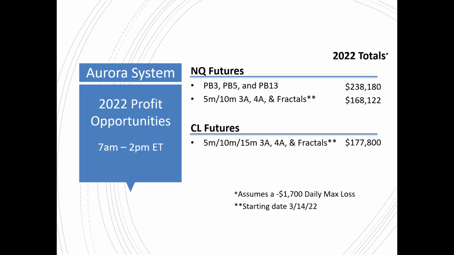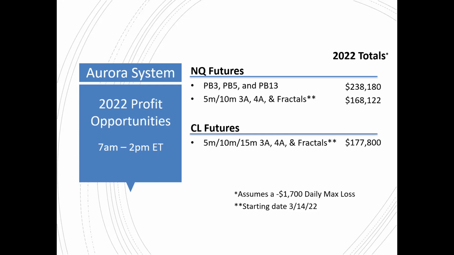So today, during the Q&A, we're going to talk about 2022. We're going to go over 2022 as a year in review. On NQ, we have 2 different strategies. It's all still part of the Aurora system, but one strategy focuses on signals that are called PB3s. Those are based on 3-minute trades.